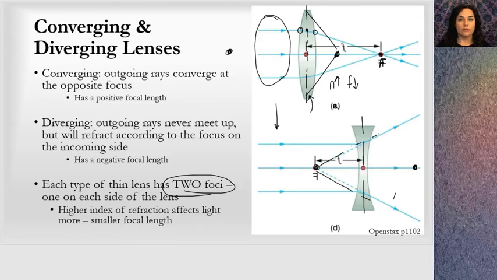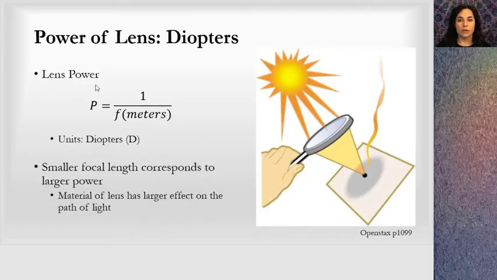A property of lenses is to have a power. The power of a lens is measured in diopters, and it's very easy to calculate. It's one of the few easy equations in physics. The power of a lens, P, is 1 over the focal length in meters, and that's measured in diopters, D.